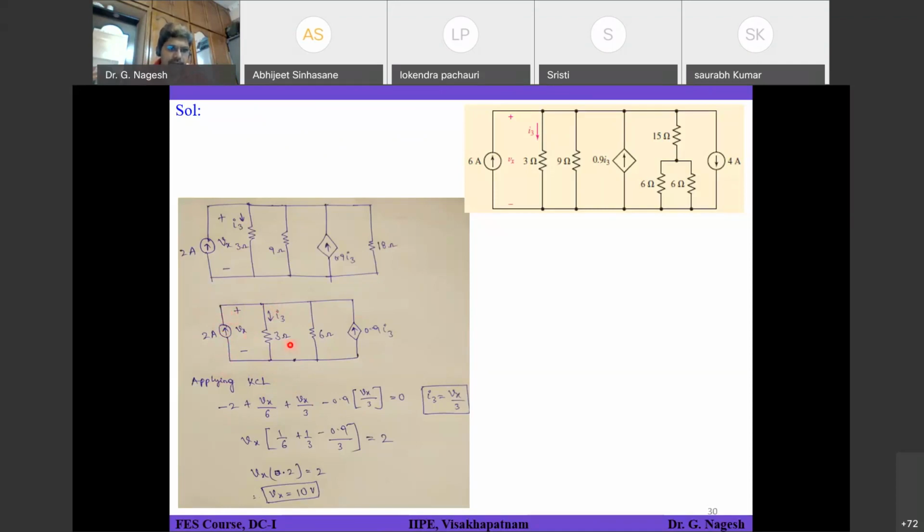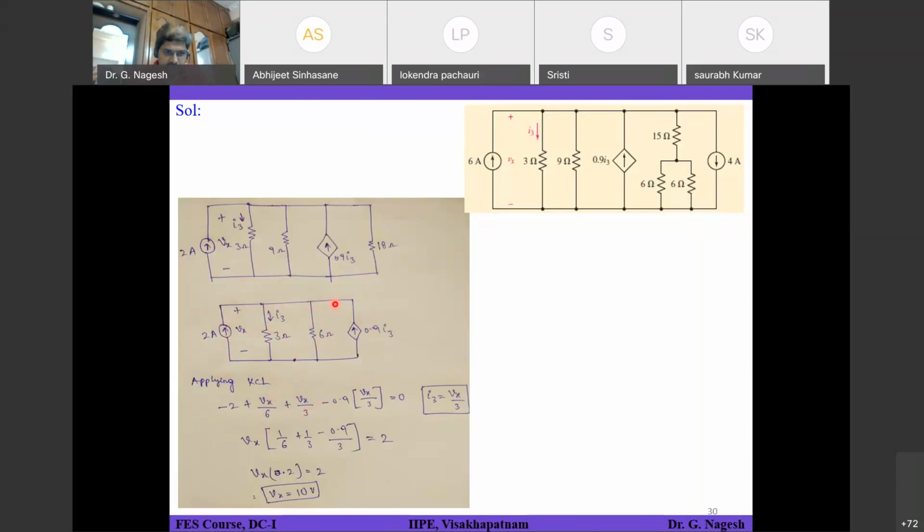Here, Vx is the polarity of the top node. Vx divided by this 3 ohms will straight away give me the current flowing through this particular branch, the 3 ohms resistor, that is given here. Vx divided by 3 is nothing but the current leaving this node in the downward direction. The current leaving this node in the downward direction through the other branch will be Vx divided by 6, that is given here. Total there are 4 branches, so 4 terms should be there in your equation. So these 3 you have written: minus 2 plus Vx divided by 6 plus Vx divided by 3.